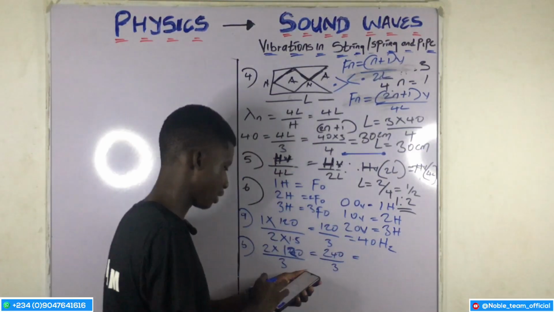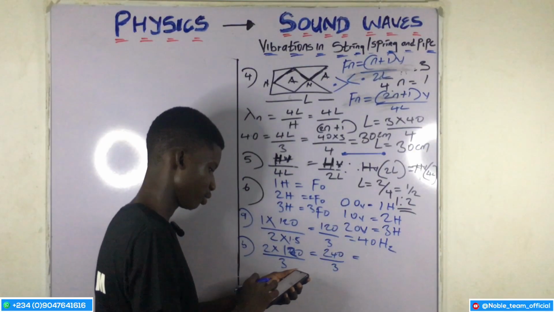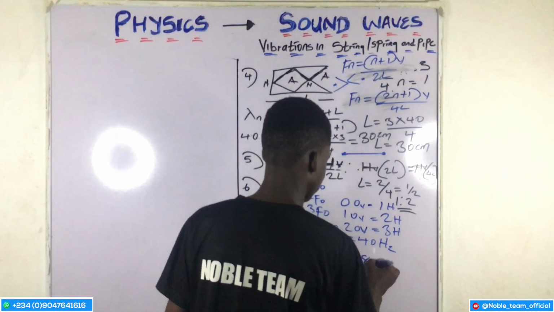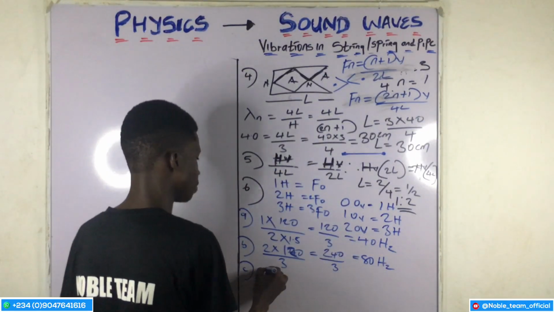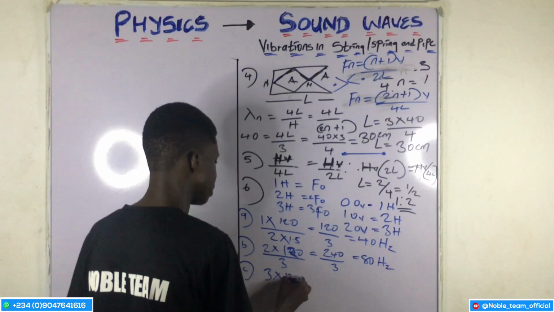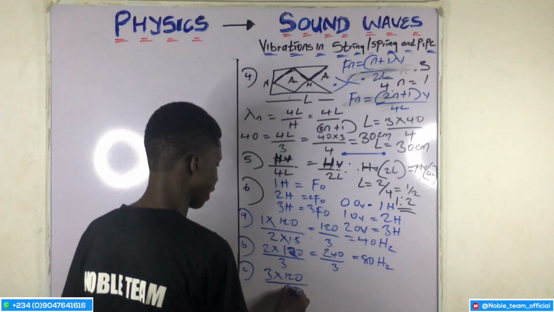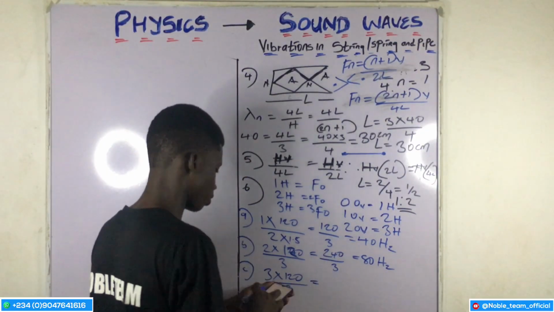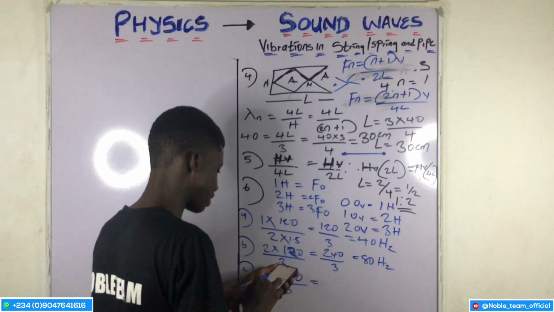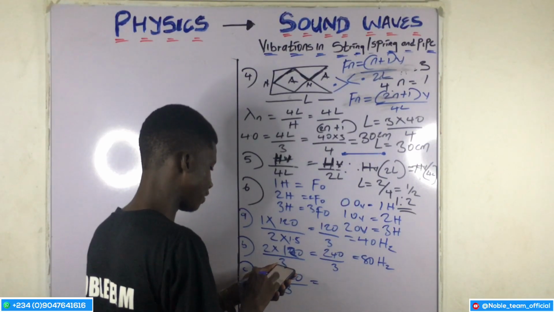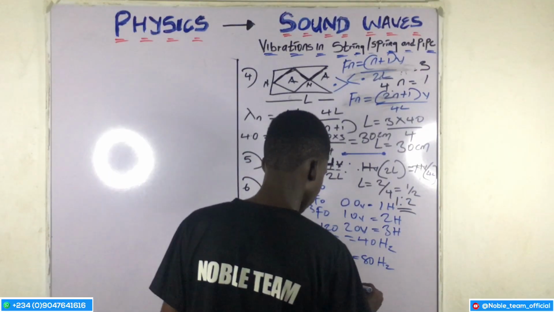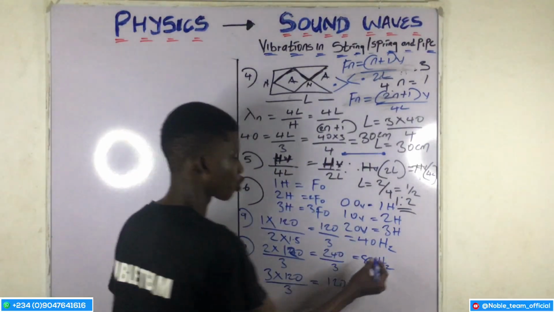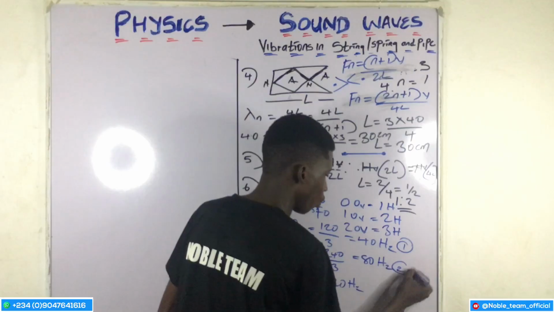240 divided by 3, which is what? 80 hertz. So you also do the same for C, which is 3 times 120 divided by 3, and it's going to give you what? 120 times 3, 360 divided by 3, which is 120 hertz. And this is the first one, this is the second one, and this is the third one.